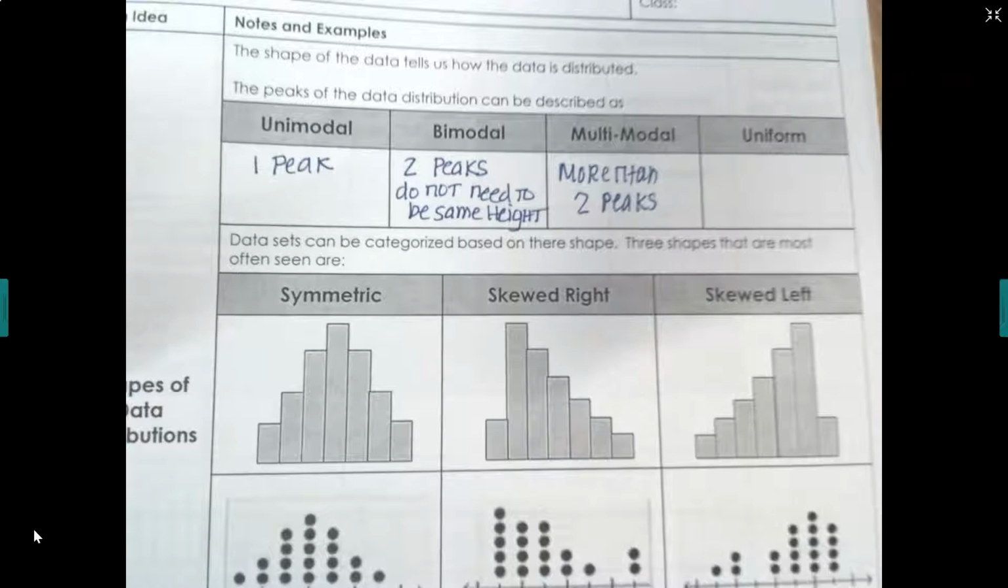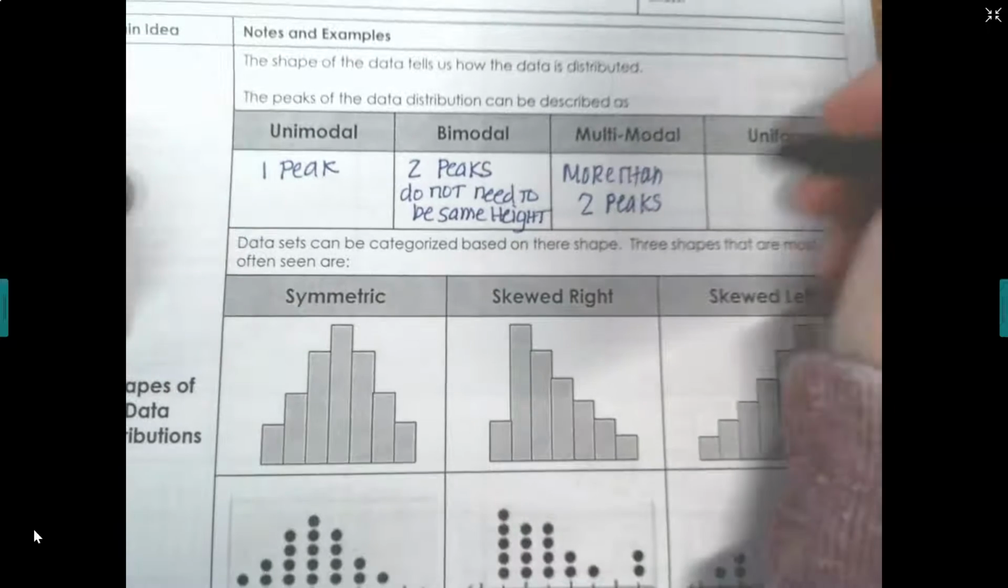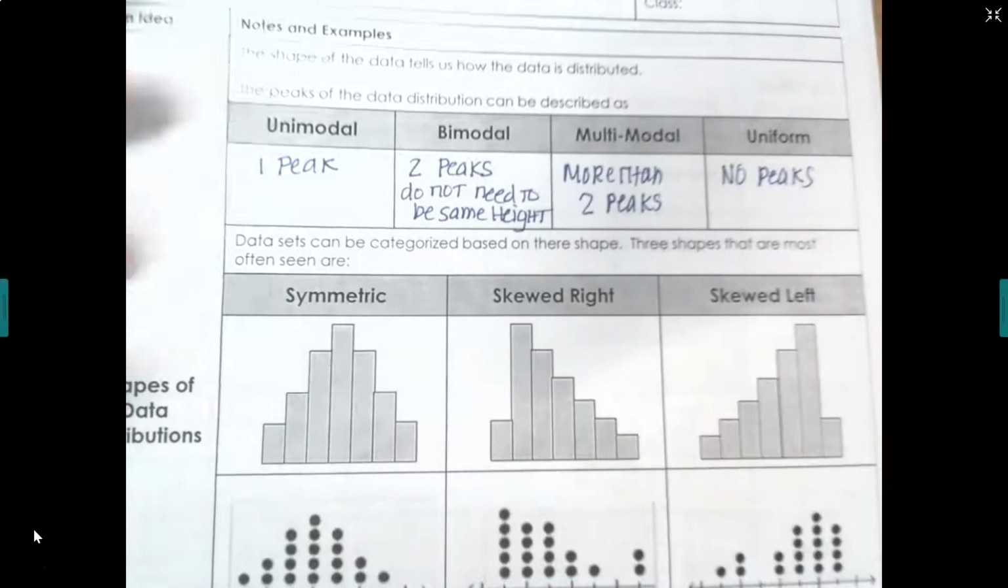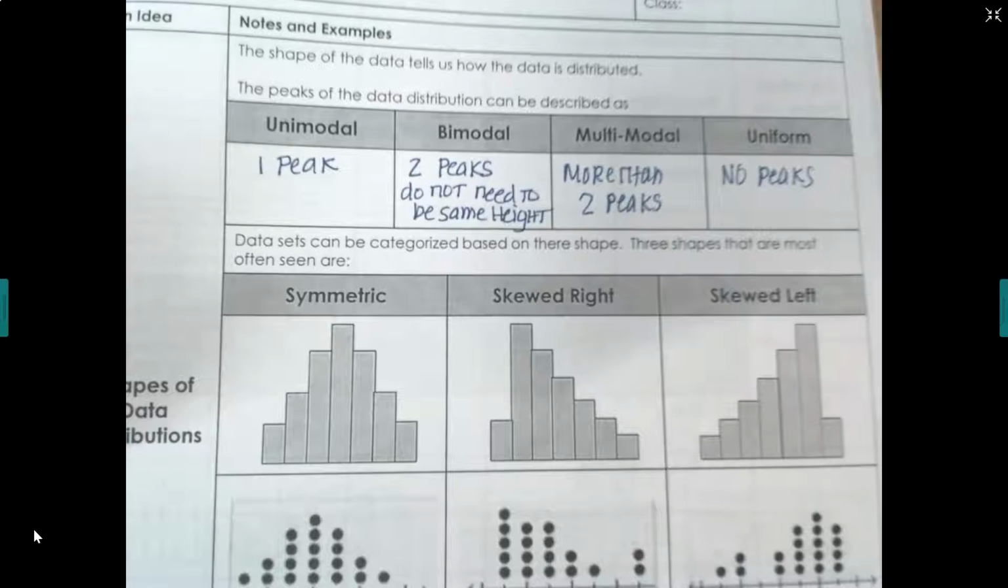All right, and our last one is uniform. Uniform means no peaks. It's pretty much flat across the top. Everything is about the same.